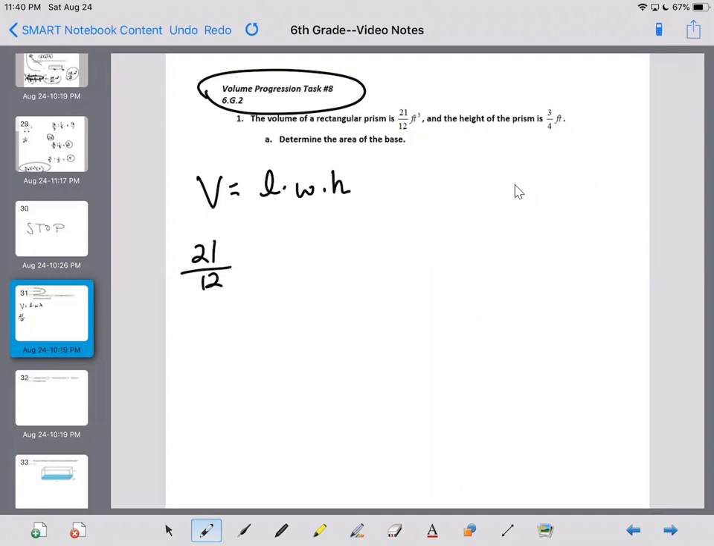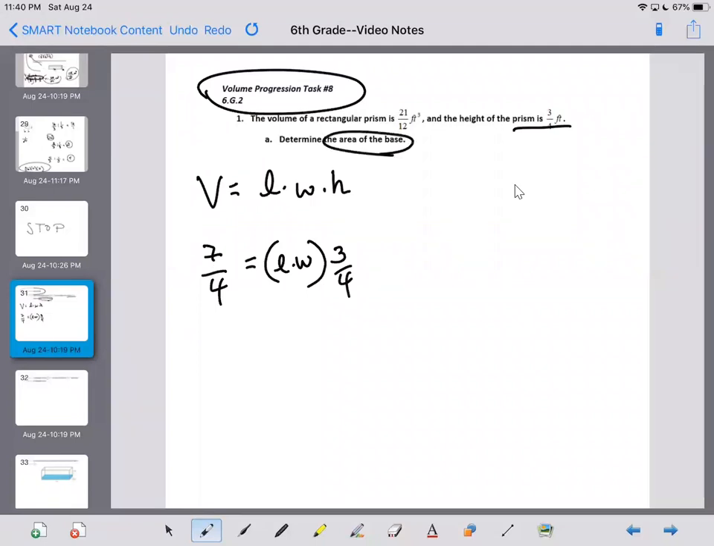You can simplify this if you like. Divide 21 and 12 both by 3, and you would get 7/4. You can leave it as 21/12 if you want to. We know the height of the prism is 3/4, but we don't know the length and the width, which is also called the base.